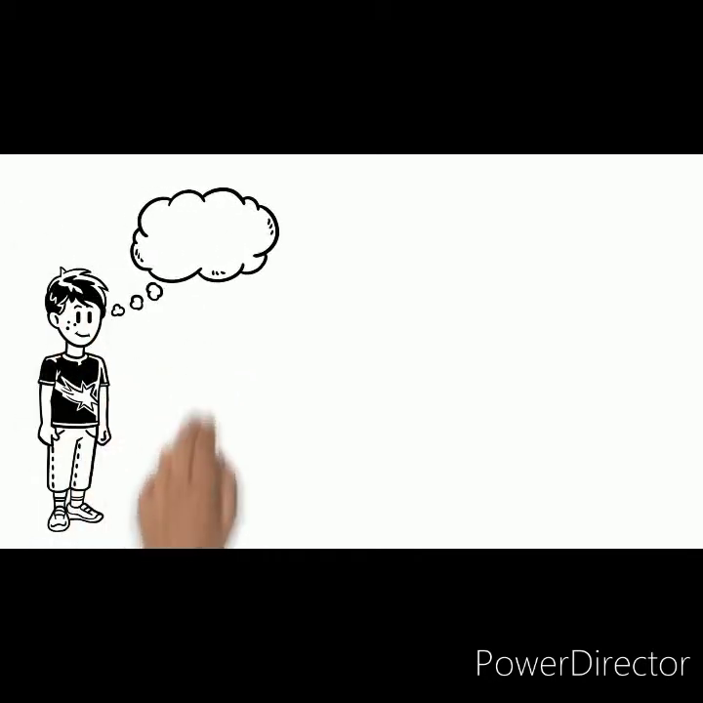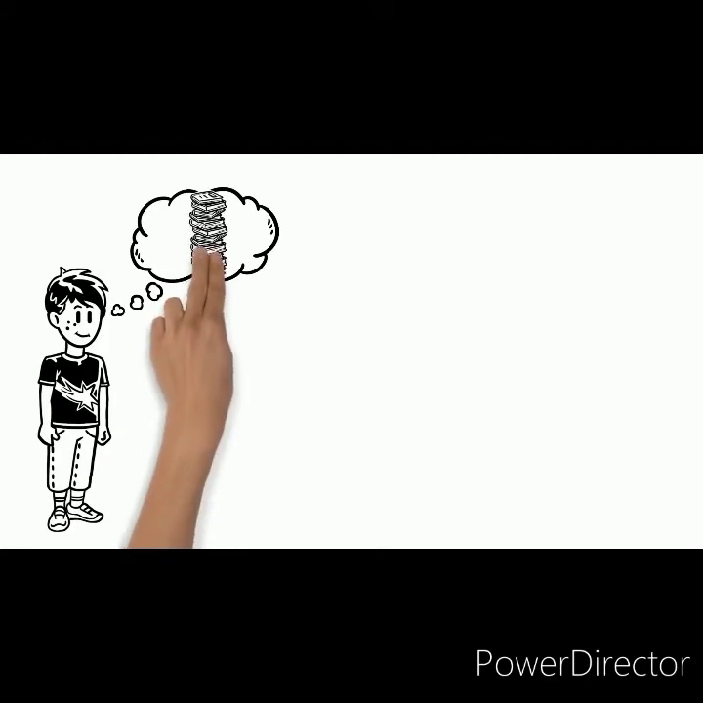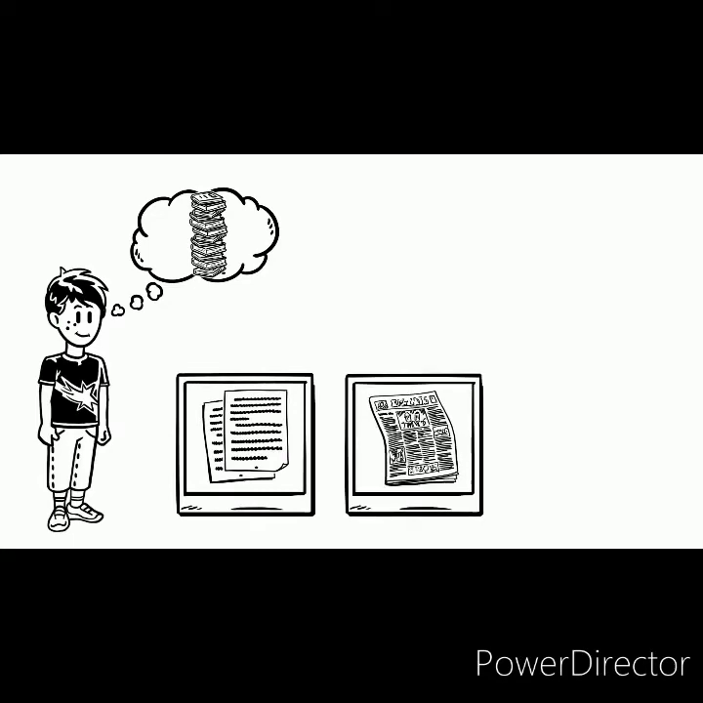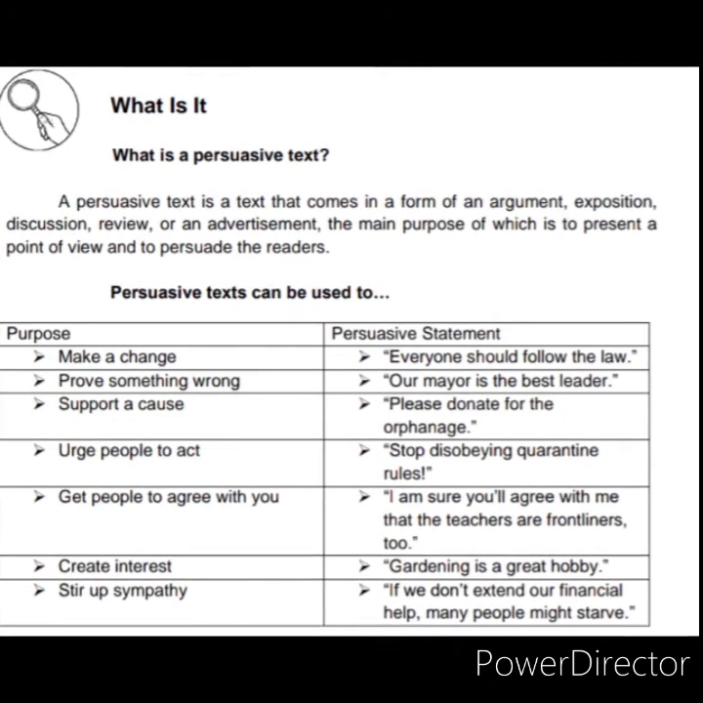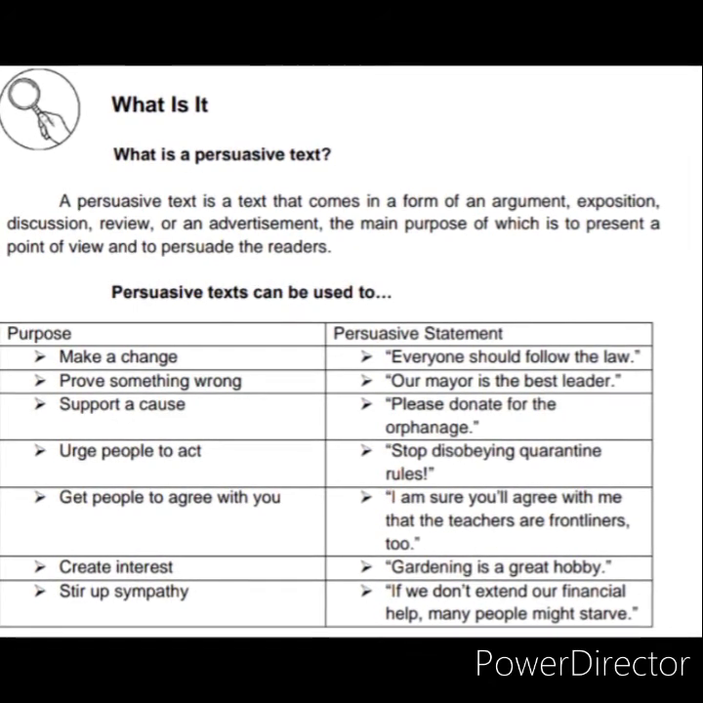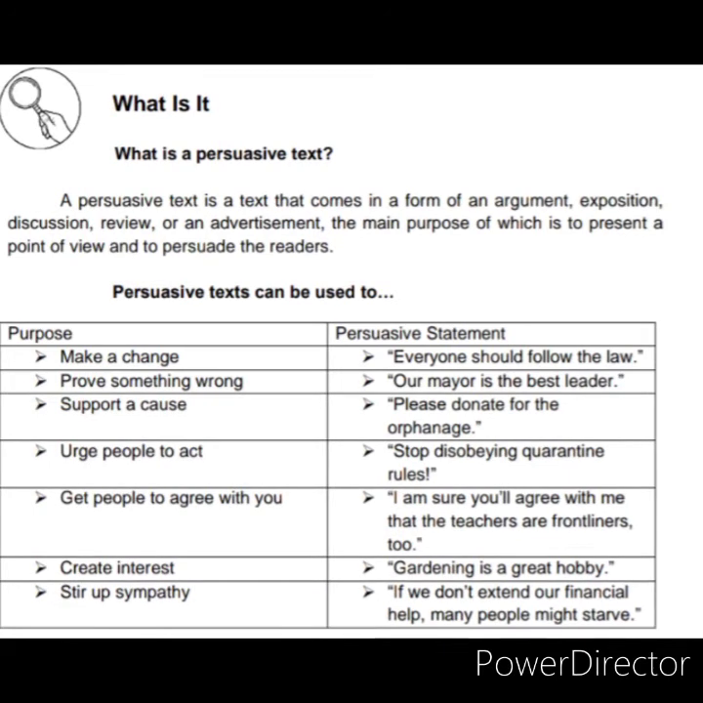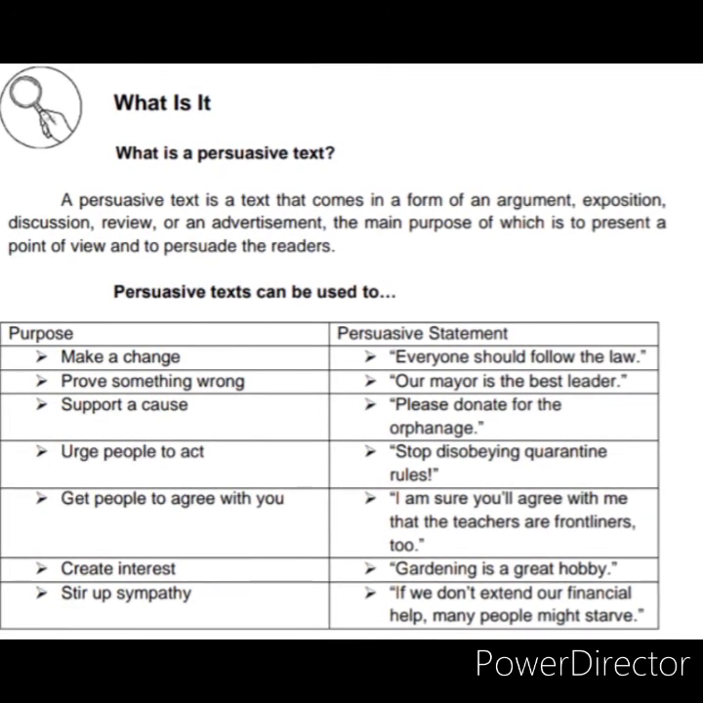Now that you know what persuasive text does, let's think about what it might look like. Persuasive texts come in all shapes and sizes. They may come in the form of essays or articles, speeches, or debates. Now, let us deal with what is included in the module. First, what is a persuasive text?